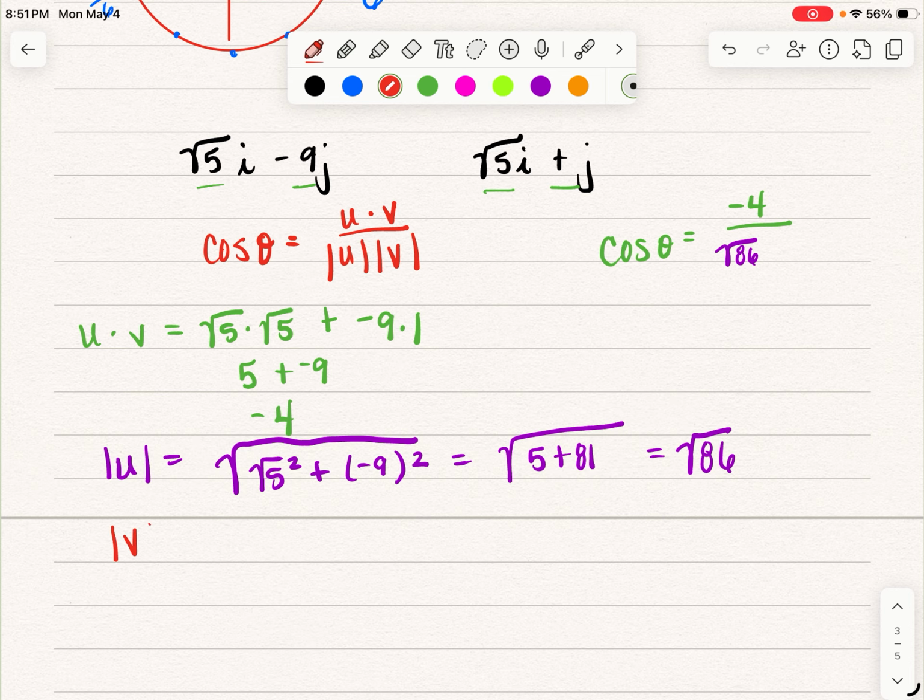Alright, so I'm going to do the magnitude of v as well. Same thing. So I'm going to do the square root of 5 squared.